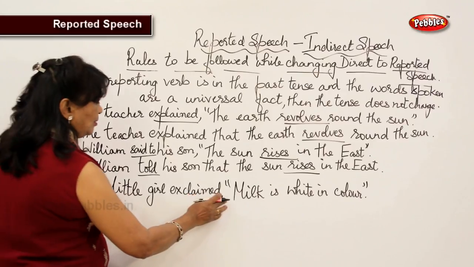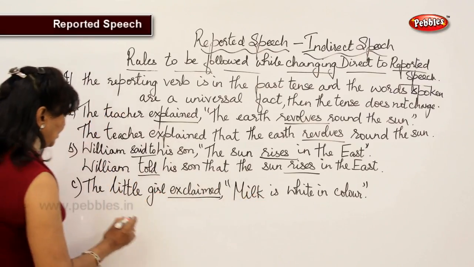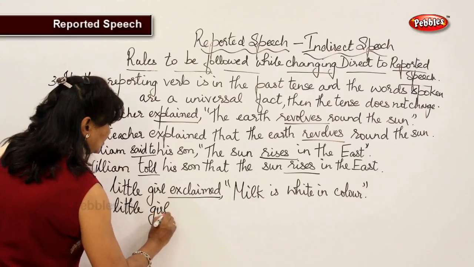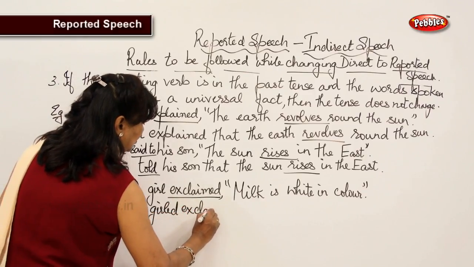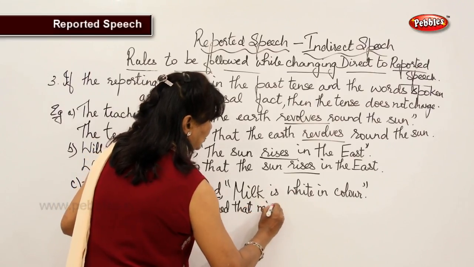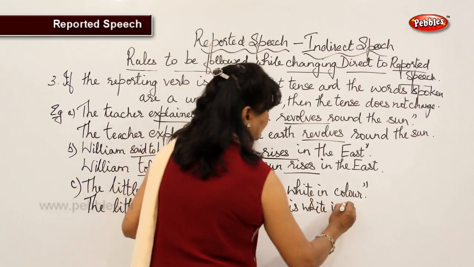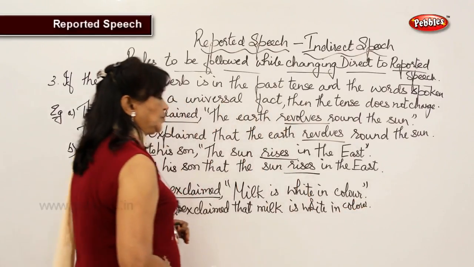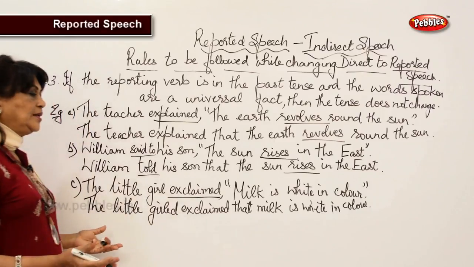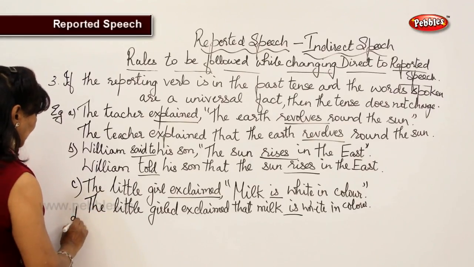Okay. So here, though it is exclaimed, I do not change the tense in this sentence, and I'm going to write it this way. The little girl exclaimed that milk is white in color. Okay, milk is white in color. See, I've used the same tense here because these are all universal facts. Okay, one last I'll give you.